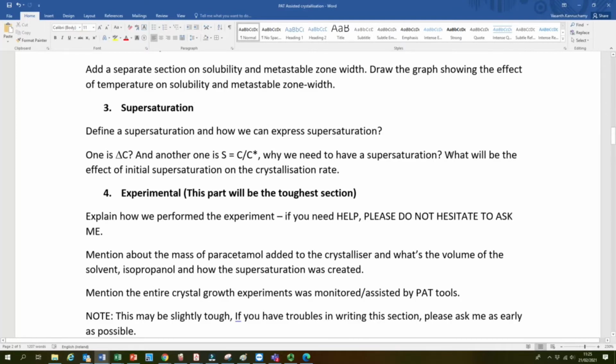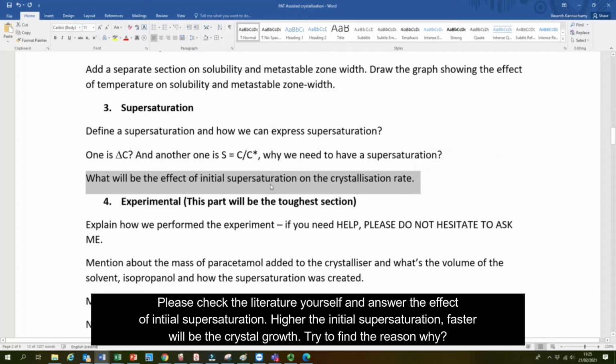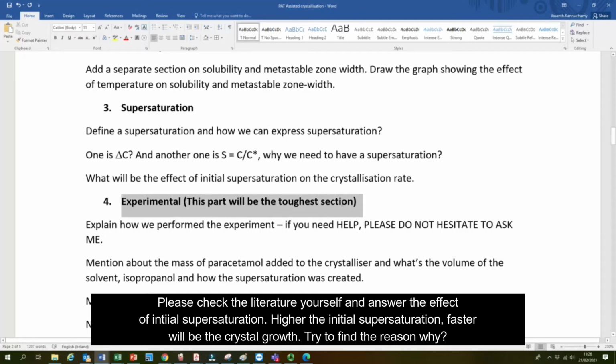I think it's better I prepare a separate video just explaining what the effect of initial supersaturation on the crystallization rate will be. And then I will link it with this video, and then move on to your experimental section.